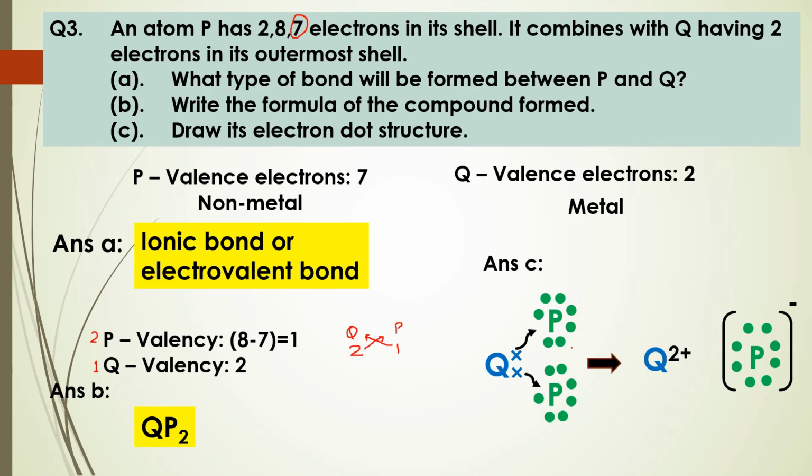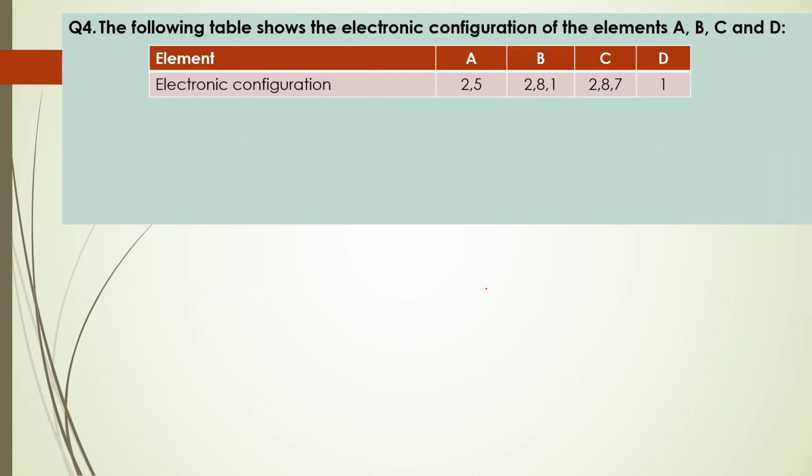Now how many P atoms do we have? We have 2. So we'll write here 2. Please don't write -2 over here, that will be again a blunder. So this 2 represents that there are 2 P atoms and each P atom has 1 negative charge. So this is the electron dot structure of the compound QP2. Is that clear, students? Let's take the last question.